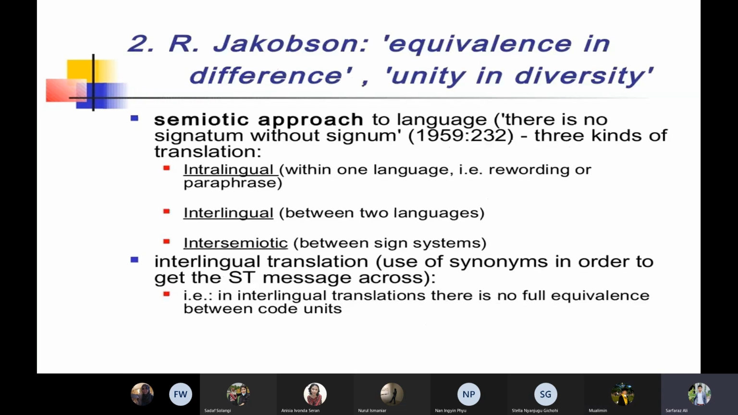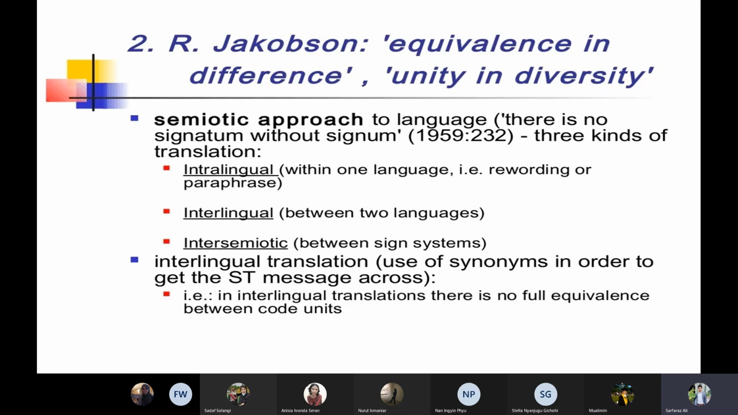Number two theory was written by R. Jakobson about equivalence. He presented how equivalence has difference. As I earlier mentioned, the two points are equivalence and difference, unity in diversity. He mentions first of all the similarity approach. In it, he says that there is no signified without signifier. It was a quotation, just a sentence which I was giving, that Jakobson actually indicates three kinds of translation in his definition.